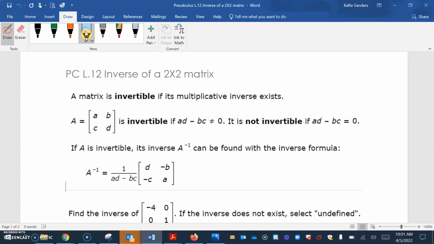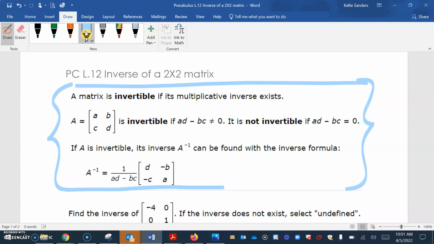So like on L11, this top right here is the rule to be able to find an inverse. And first, to be able to find an inverse, it has to be invertible. So we're going to check to see if it's invertible or not. So we're going to find the determinant. And if the determinant is 0, then you're going to press undefined if that happens. So the first thing we're going to do is find the determinant.